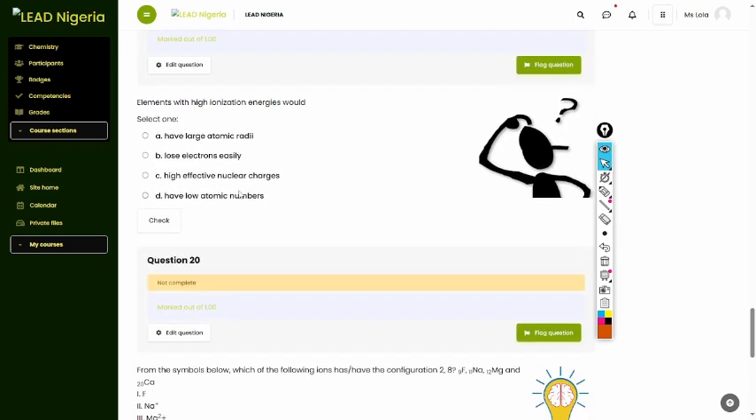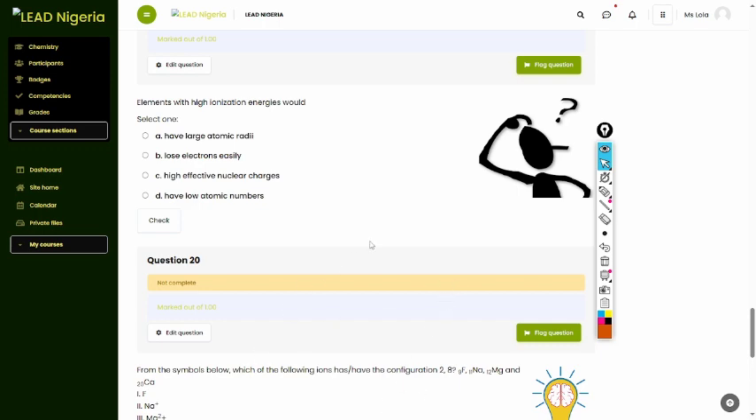Elements with high ionization energies would, so what is ionization energy? Ionization energy refers to the amount of energy that is required to remove electrons from the outermost shell of an atom to form a positive ion. So a high ionization energy would mean that it requires very high energy to knock out that electron. This is because the electron is tightly bound to the electron shell, and so it has a very strong attraction to the nucleus, so it would require a lot of energy to knock out that electron.